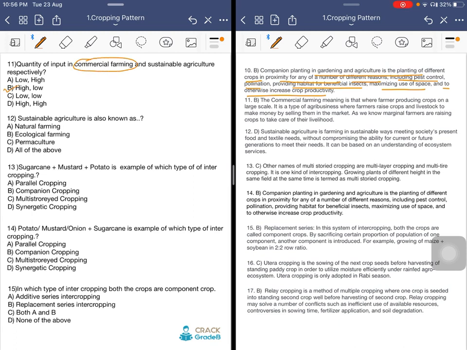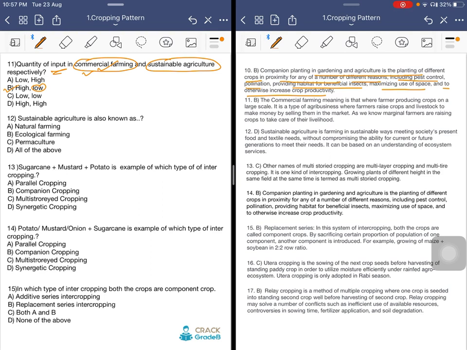What is the definition of commercial farming? Any farming with production and productivity only for profit, for marketing, is called commercial farming. What is sustainable agriculture? Sustainable agriculture is one which does not cause any harm or pollution to the environment, and it should be sustained over a series of generations. Therefore the input is very high in commercial farming and very low in sustainable agriculture.